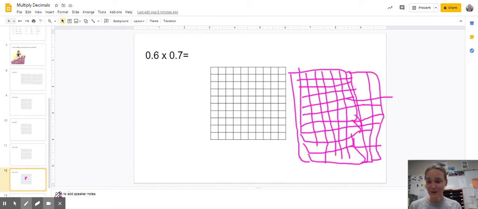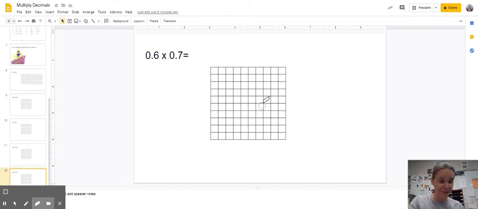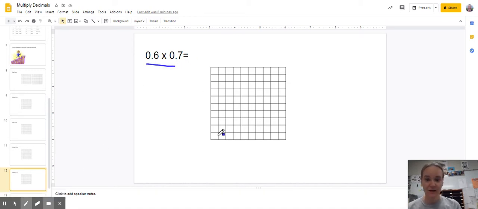Whew. All right. So now that we've made our hundredths grid, I'm going to use this one because it's much prettier. Let's write down 6/10 times 7/10. Can you write down your problem just like that? Cool. All right. Let's do 6/10 times 7/10. I'm going to color in 6/10. So that's 6 rows of 10.